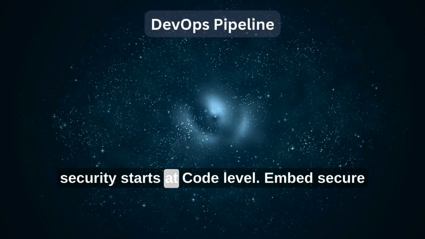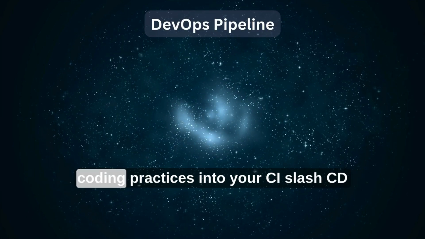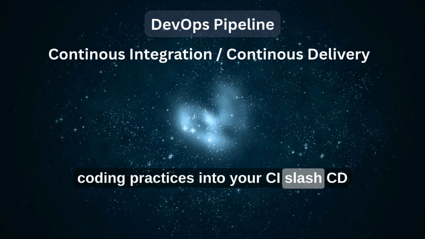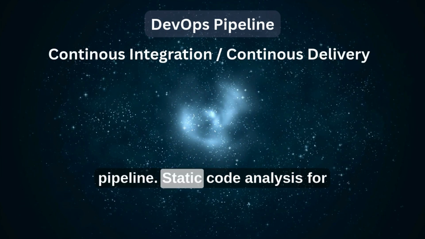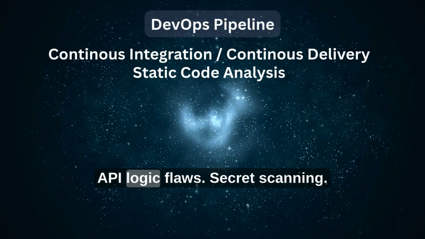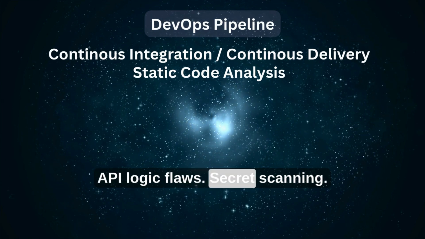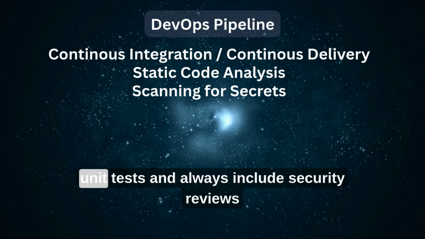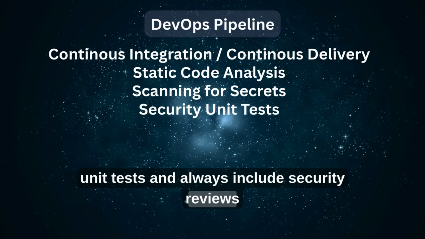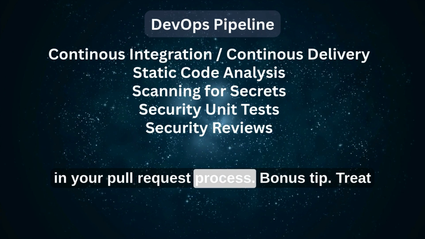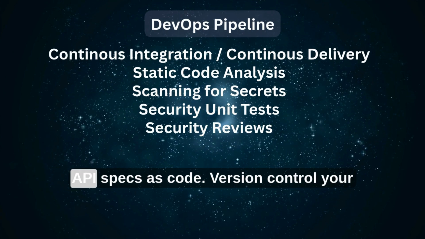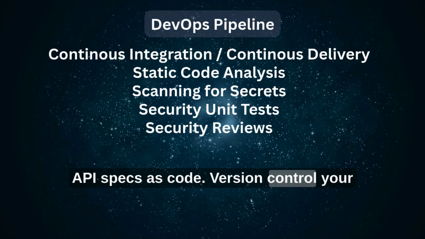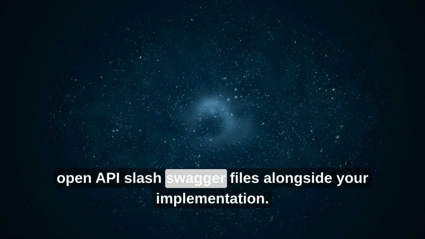API security starts at the code level. Embed secure coding practices into your CI/CD pipeline. Static code analysis for API logic flaws. Secret scanning, no API keys in code. Security unit tests, and always include security reviews in your pull request process. Bonus tip: treat API specs as code. Version control your OpenAPI/Swagger files alongside your implementation.